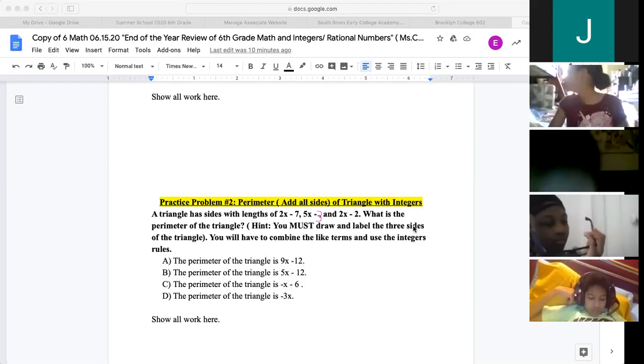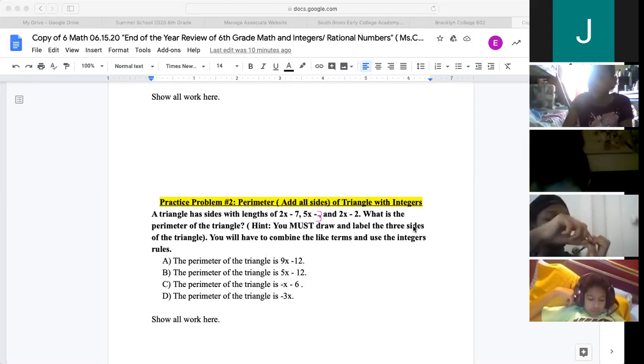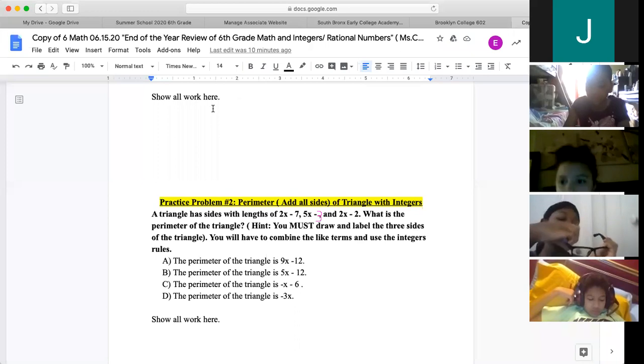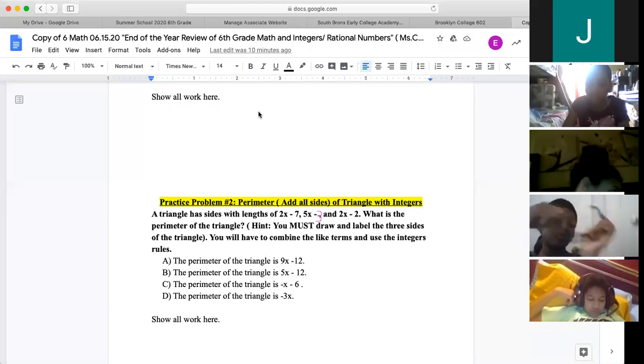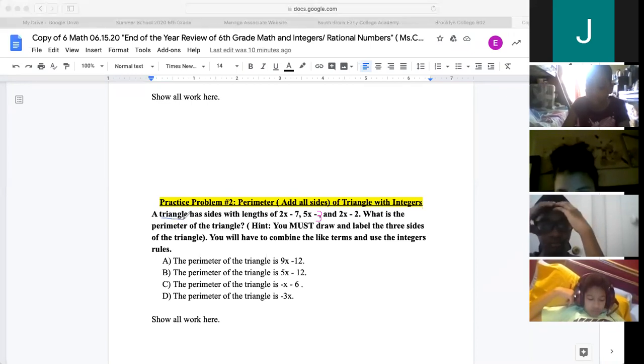A triangle has sides with lengths of 2x minus 5x minus 3 and 2x minus 2. What is the perimeter of the triangle? Hint: you must draw and label the 3 sides of the triangle. You will have to combine the like terms and use the integers rule.